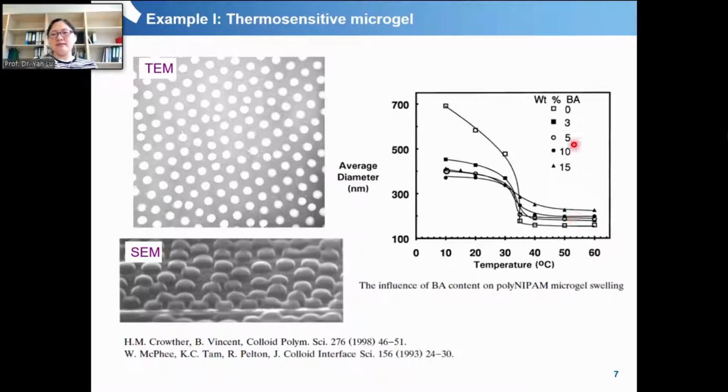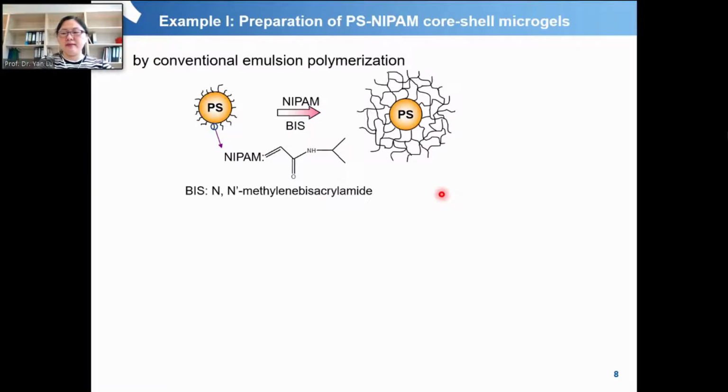Here, the authors also investigated the amount of additional functional monomer in the system. They can see that with the increase of BA in the system, the particle size decreases. So this is a kind of homogeneous microgel particle.